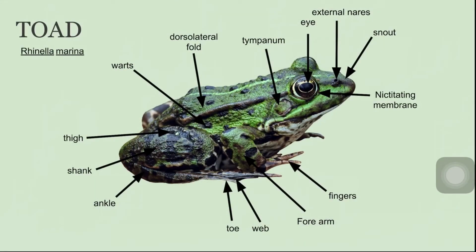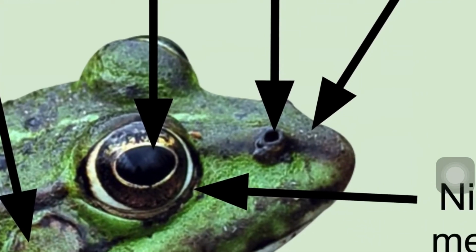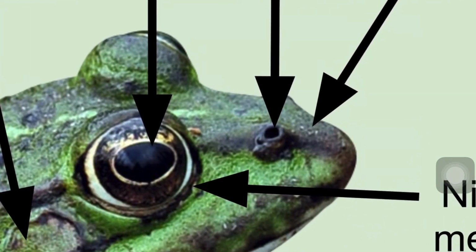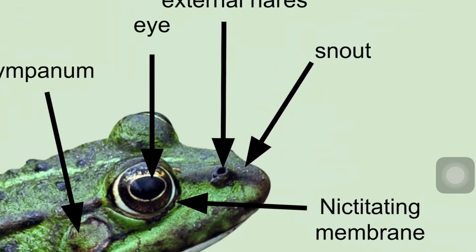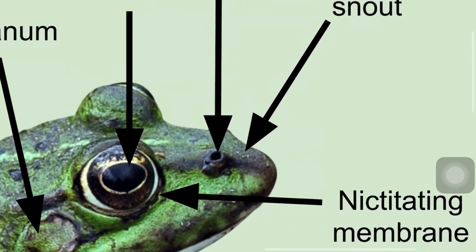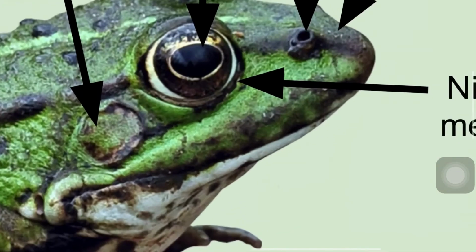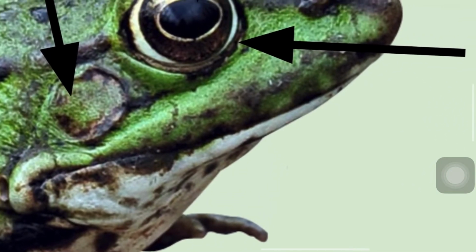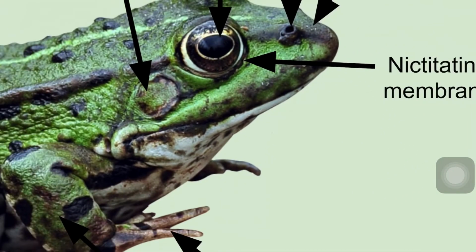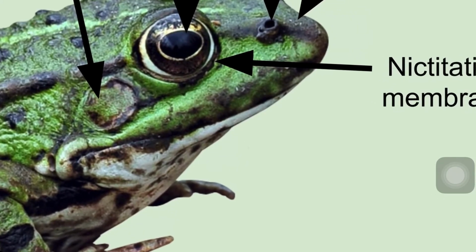These are the external parts of a toad. This is the external nares, an anterior opening for the entry or exit of air. And this is the snout. It is the projecting nose and mouth of an animal. And this is the nictitating membrane found in the eye, a transparent part of a frog's lower eyelid that moves over the eye to clean and protect it.